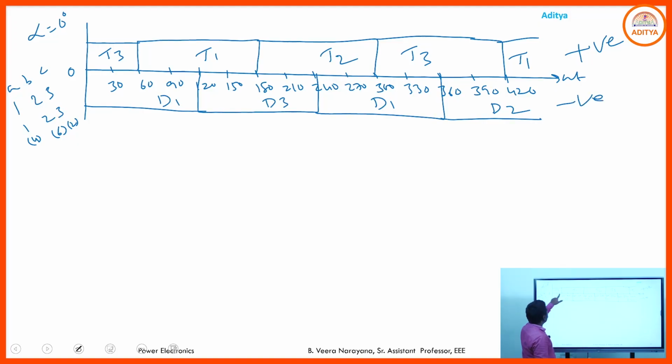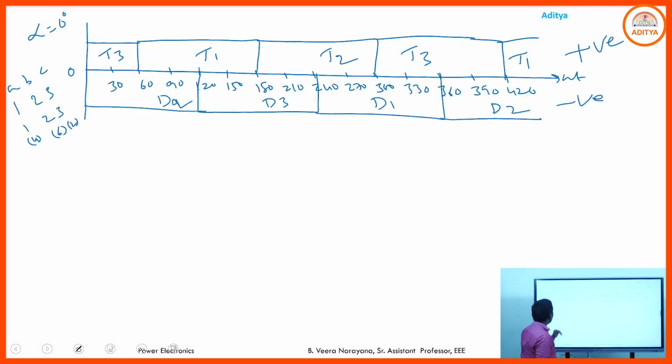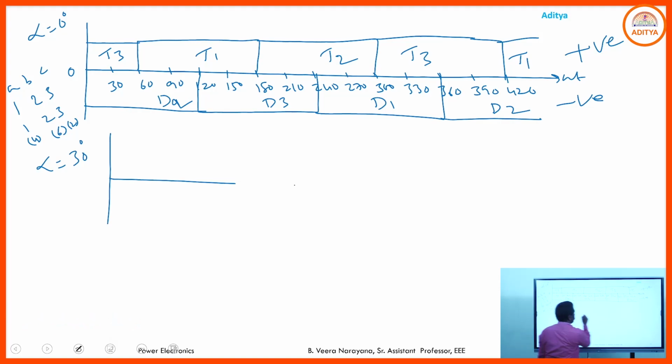From 0 to 60, T3, D1, 3, 1 is nothing but VCA. This one is D2. Before D3, D2. Yeah, 3, 2. VCB, VAB, the output voltage will be the same. This one, VCB, VAB, VAC, like that. Clear. Now I just want to draw the timing diagram for alpha equal to 30 degrees. Then what is the timing diagram here? Just draw the timing diagram for alpha equal to 30.